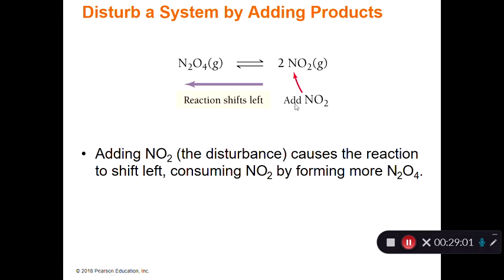The only way it is going to remove or use NO2 is moving to the left side, shifting to the left side. Shifting to the left side, we say the reverse reaction is favored. So in any reaction, if I add one of the concentrations, the system is going to use that one and shift to the other direction to consume that specific reagent. So we call that a shift to the left, or reverse reaction is favored.